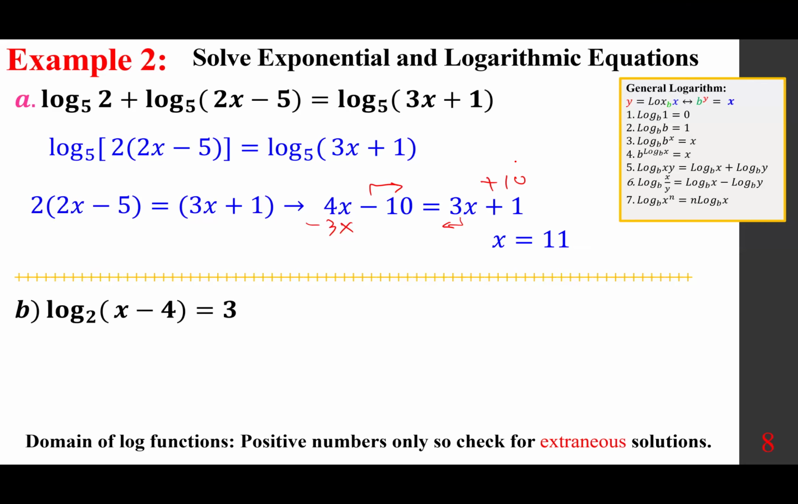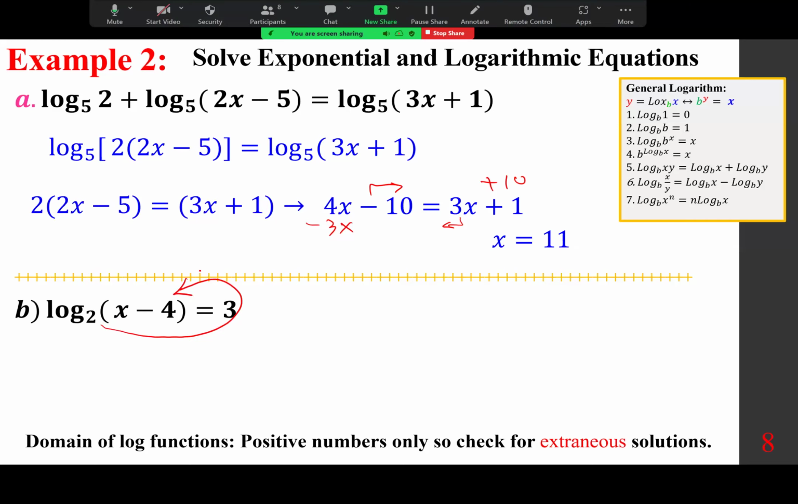Log base 2 of x minus 4 equals 3. Anytime you have a single log and a number, or if you have a bunch of logs and a number, you bring it to a single log, then you go to the definition. 2 cubed is x minus 4. Of course, this is 8. Move this, plus 4, make it 12.